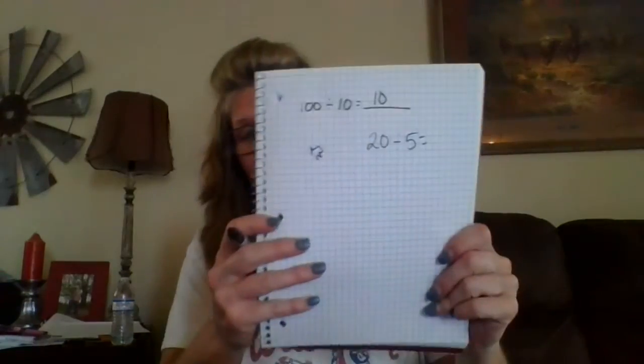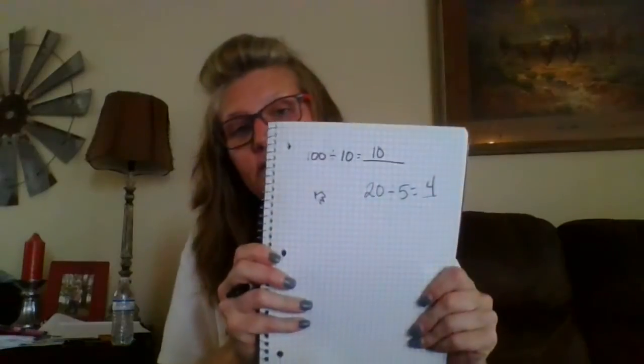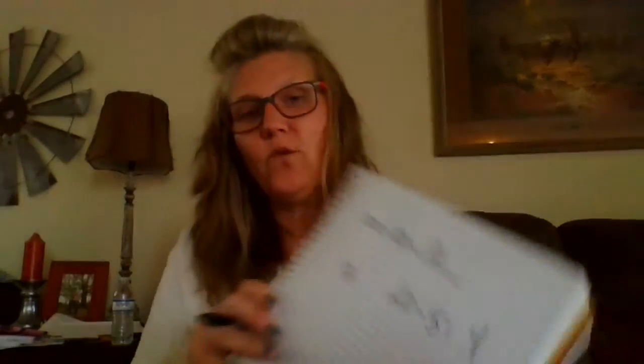20, you have 20 divided by 5. Well, 5 times what gives you 20? Well, guys, what have I showed you? 5, 10, 15, 20. How many fingers? 4. So 4 times 5 is 20. So 20 divided by 5 is 4. Okay?